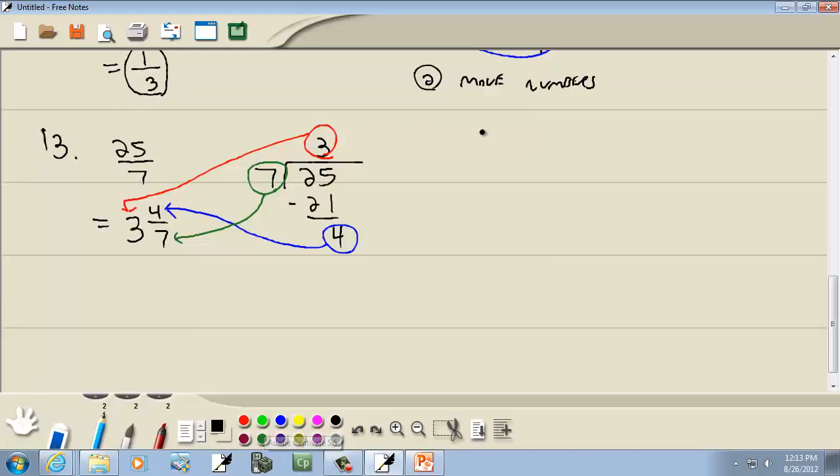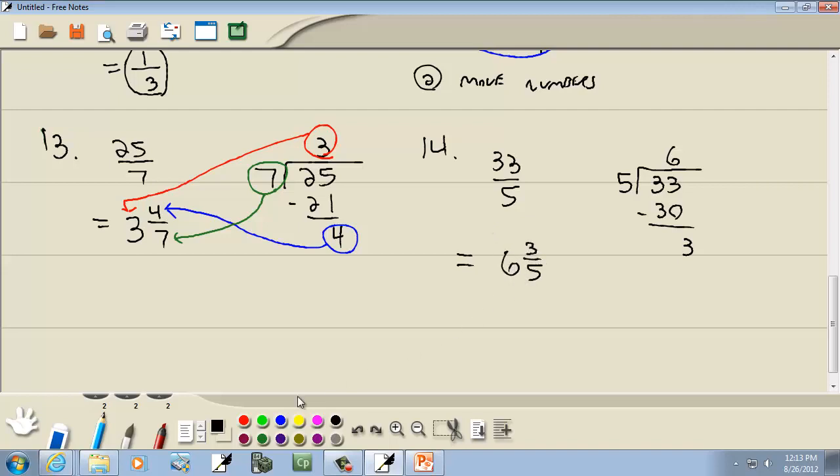One more. We've got 33/5. Again, I'll use old style division. 5 goes into 33 6 times. 6 times 5 is 30. And then subtract that and we get 3. So our answer then will be 6 3/5.